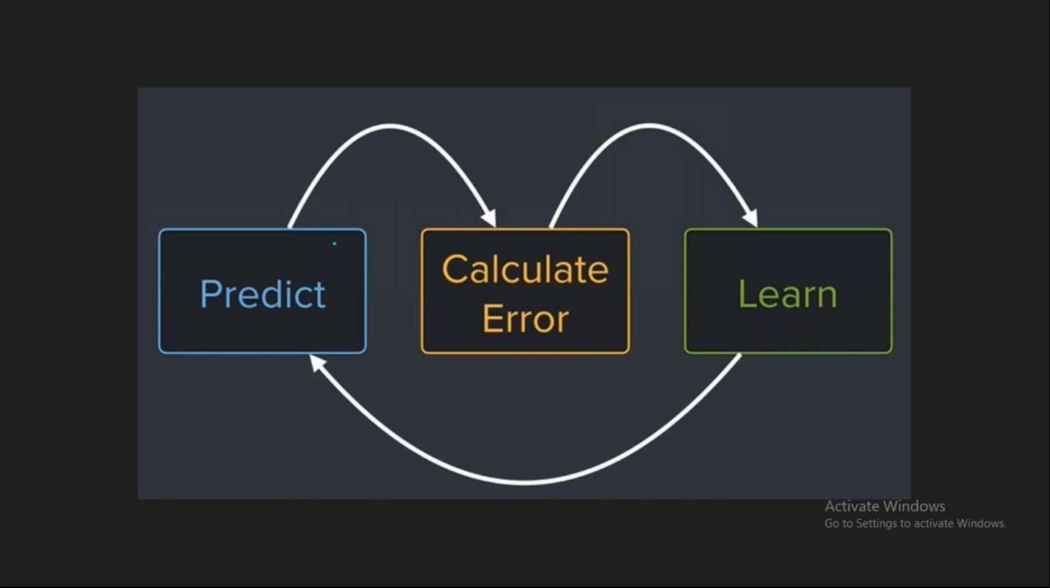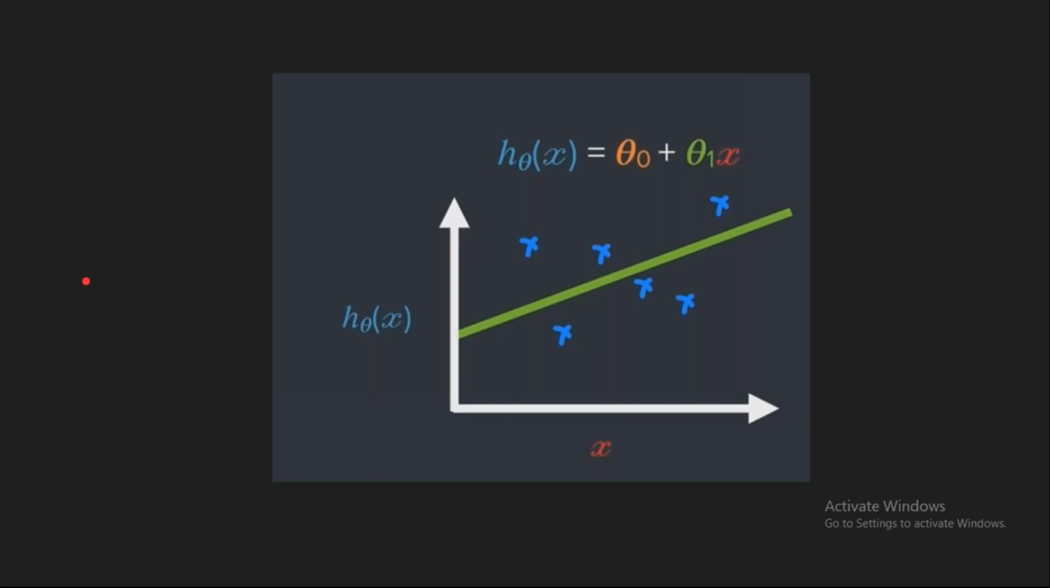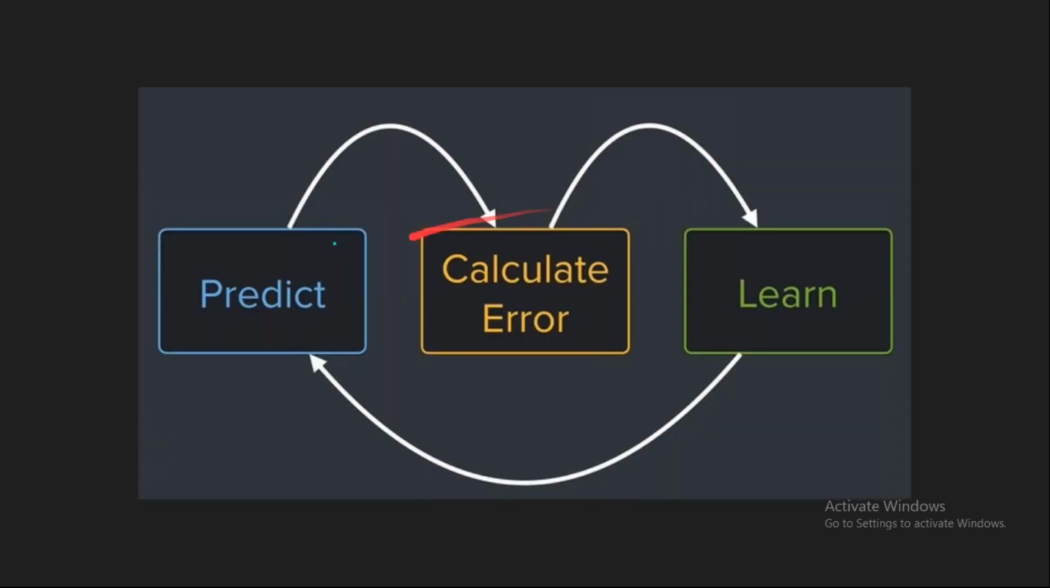Let's try to look at that again. So basically, what a model does is it predicts some values. What values? For the linear regression, we are predicting these two values, theta 0 and theta 1. We are predicting the value. Then we go and check the error. We calculate the error: how well I predicted compared to the actual value. Then we learn from those mistakes and we try to reduce the error.